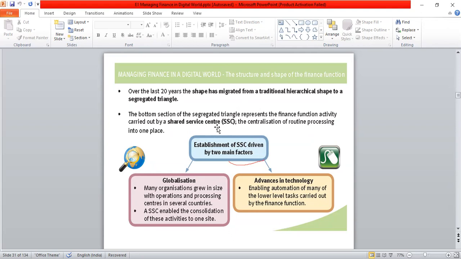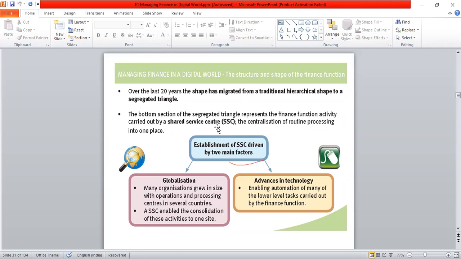So what are the two main factors? What has resulted in SSCs being established in the organization? First one is globalization. So globalization talks about many organizations grew in size with operations and processing centers in several countries. Then an SSC enables the consolidation of these activities to one site. Instead of having a unit in every country wherever their presence is there, the work is carried on at one particular location.